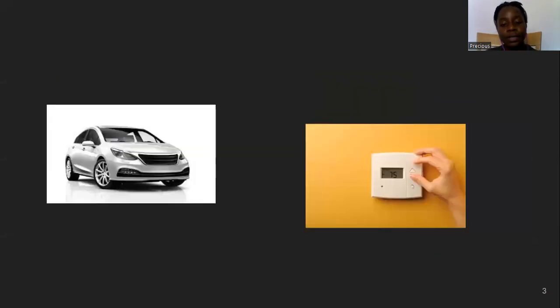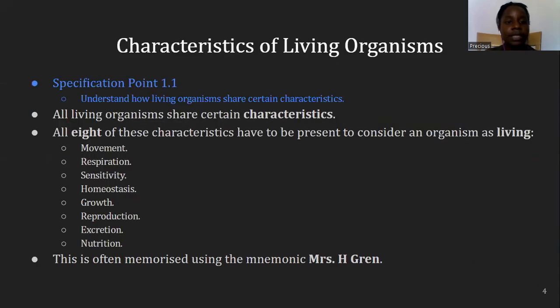Before we get into it, I'd just like to display this slide and ask you a little fun question. What does a living thing have in common with a car? And what does a living thing have in common with a thermostat, which is this picture over here? Just mull that over in your mind and ask yourself, does a living thing have anything in common with a car and a thermostat? Something worth thinking about.